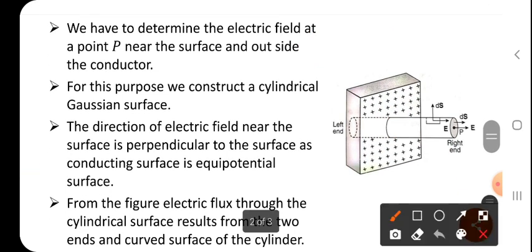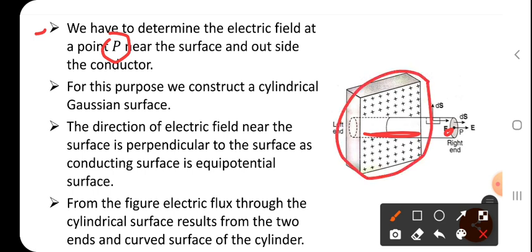Next, we have to determine the electric field at a point P near the surface and outside the conductor. So we have to imagine one point somewhere, very near the conducting sheet, not far. For this purpose, we construct a cylindrical Gaussian surface.